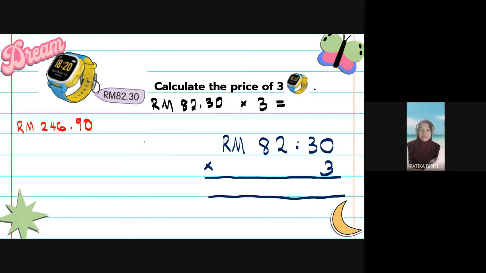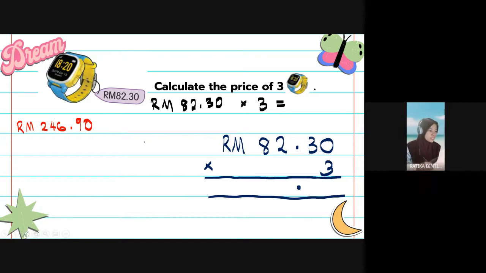Remember, the decimal point must be in one straight line. So it will come down here. Just write down the decimal point first, no problem, so that you don't forget. Write down the decimal point in one straight line so that you don't forget.